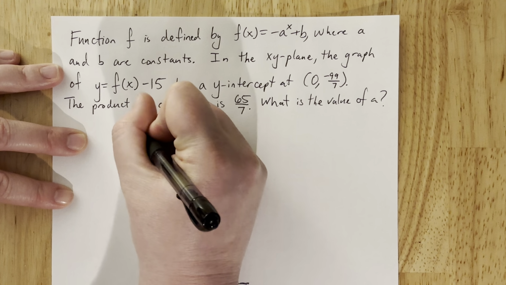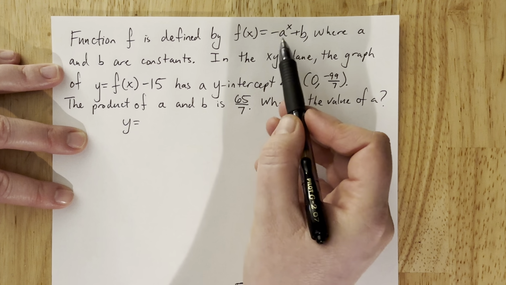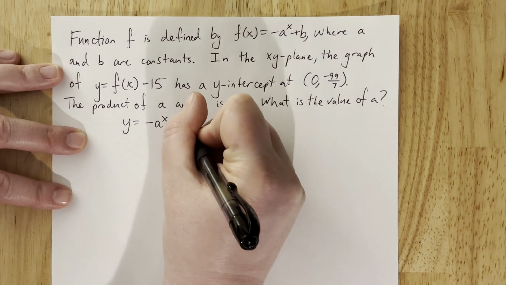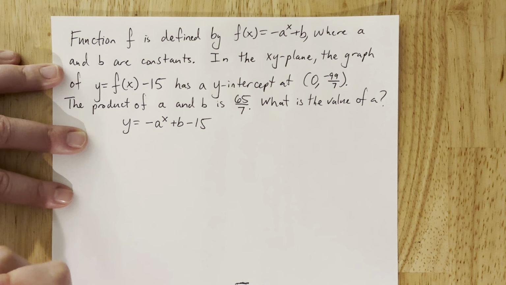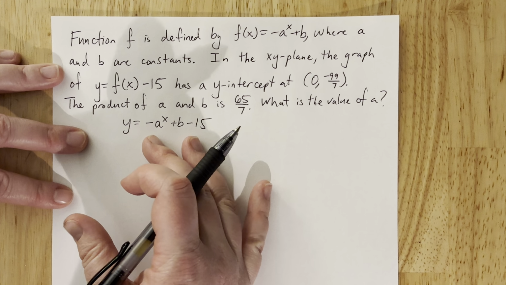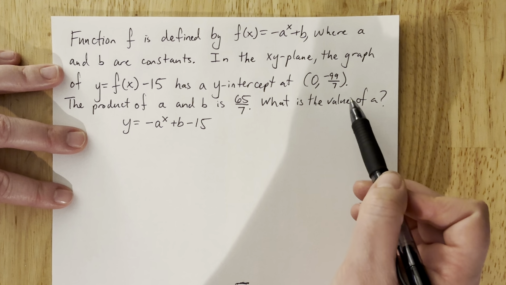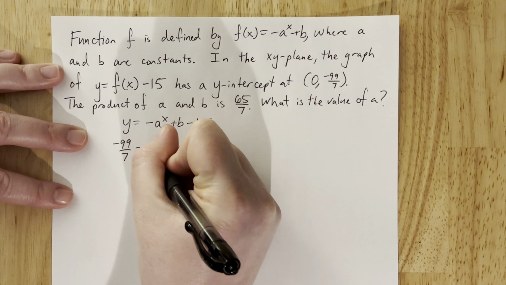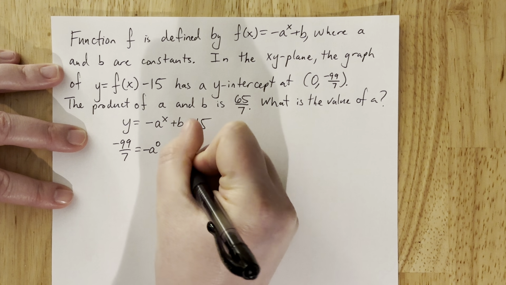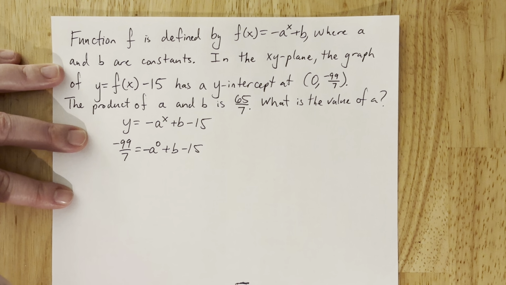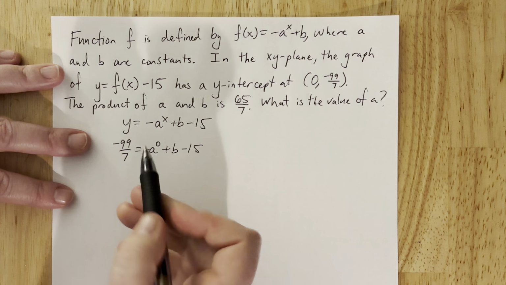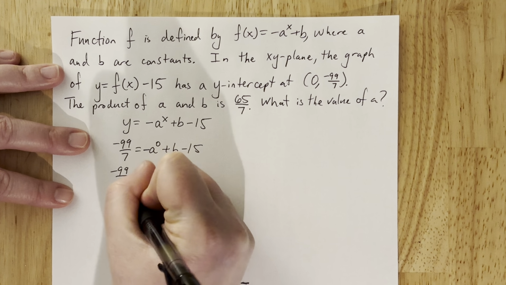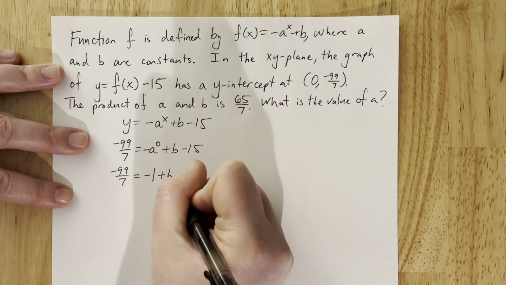So y is really the same as, rather than writing f of x, we're going to plug that value in and write negative a to the x plus b minus 15. Now this value has a y-intercept at the point 0, negative 99/7. So our y value is negative 99/7 equals negative a to the 0 plus b minus 15. Now this is helpful because we know any value to the 0 is just 1. So this becomes negative 99/7 equals negative 1 plus b minus 15.